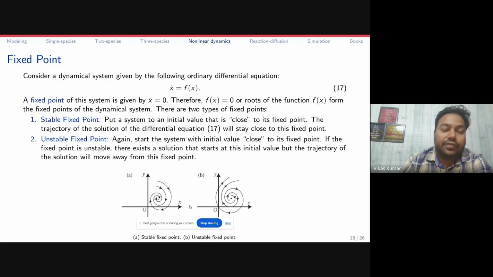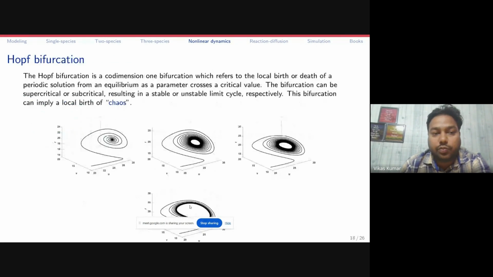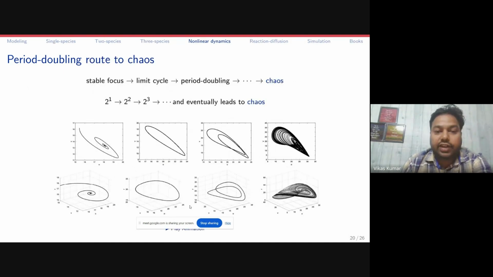First of all, you have the fixed point stable dynamics. Then you have the limit cycle oscillations, and between them you have a Hopf bifurcation. Now you again increase the parameter, and then you have the period doubling bifurcation. Now again you increase it, and you have the period doubling route to chaos.